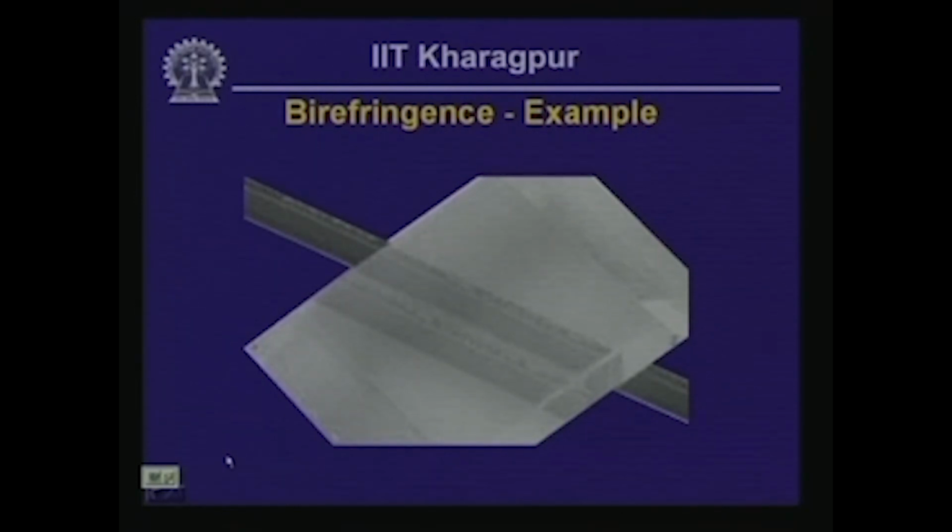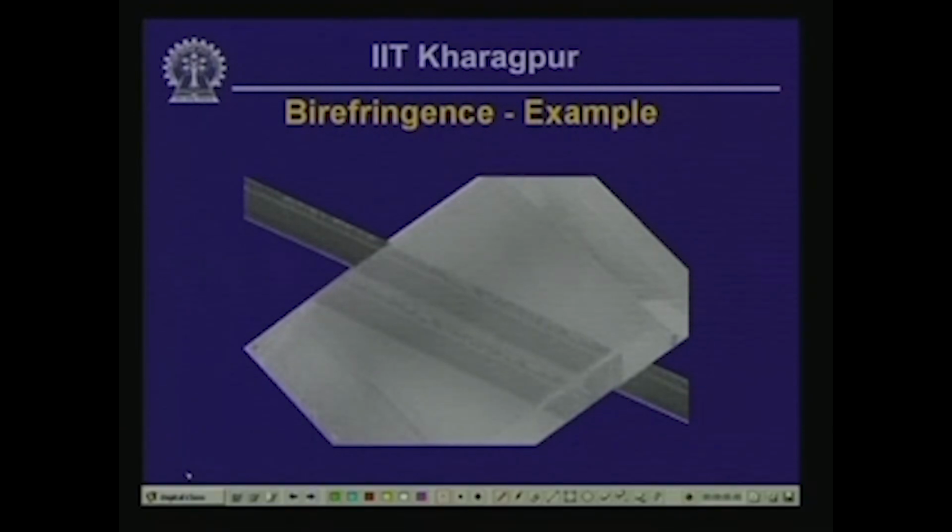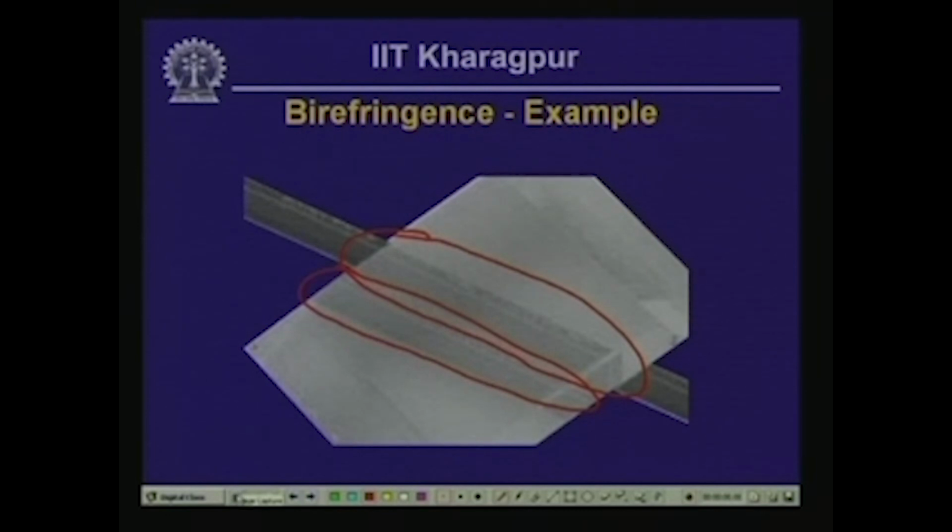This cartoon here gives you an example of birefringence in which an object is placed underneath a calcite crystal, and you can see that the object is splitting into two. One of them is appearing here and the other one is appearing here.